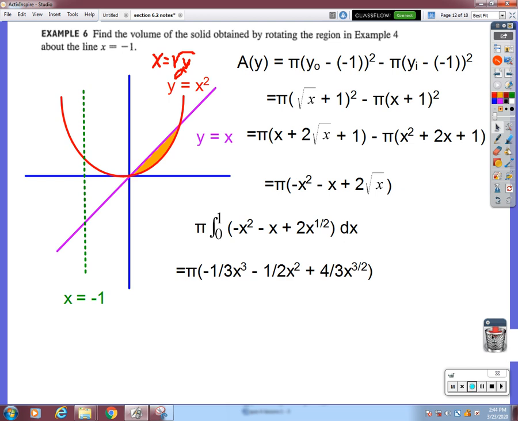So I can go through and do those antiderivatives. -1/3 x cubed for this, -1/2 x squared there, and 4/3 x to the 3/2. Conveniently, we only have to plug in 1 again because when you plug in 0, everything cancels out. So when I do that, I end up with -1/3 minus 1/2 plus 4/3, which turns out to be a fairly clean pi over 2. All right, so that's fun and games with solids of revolution.